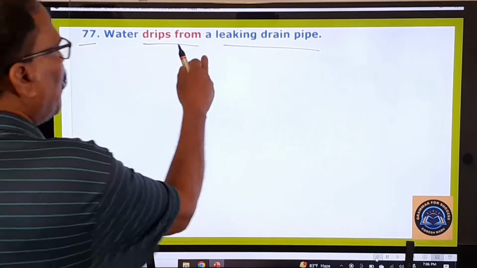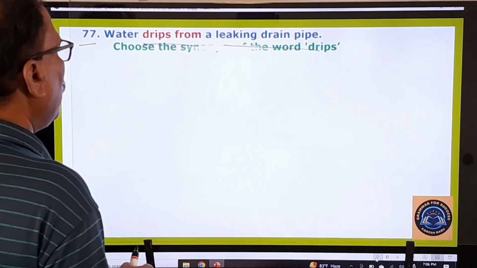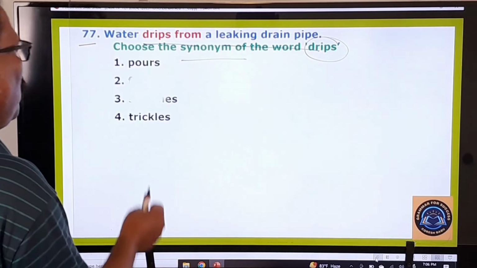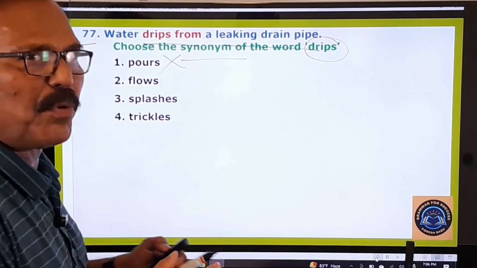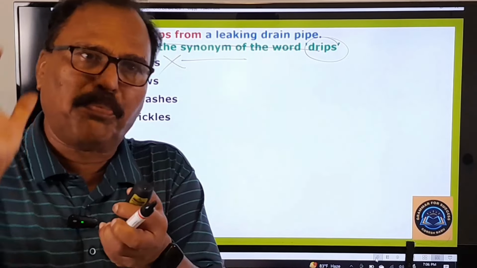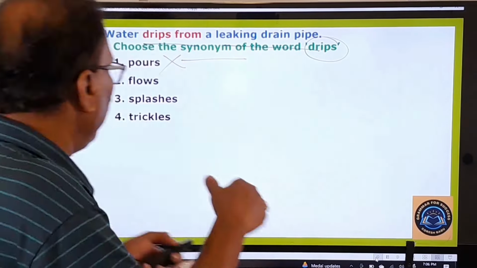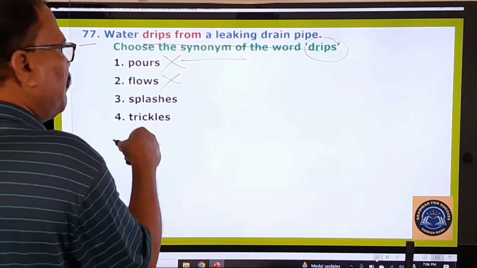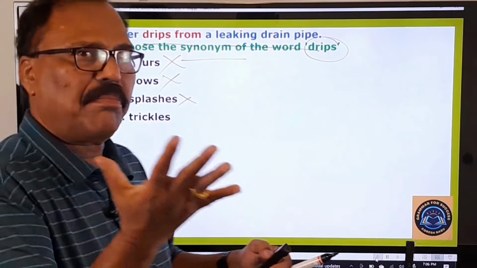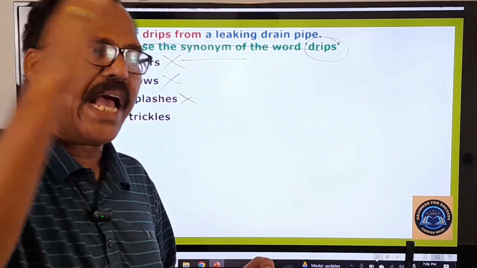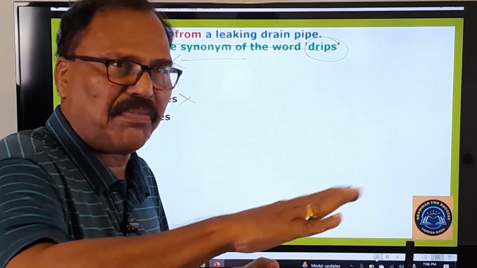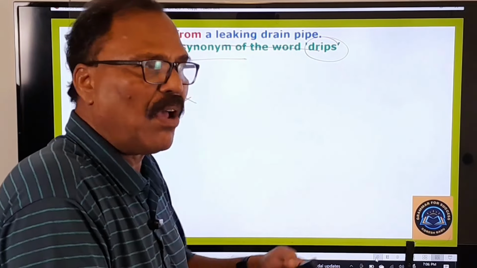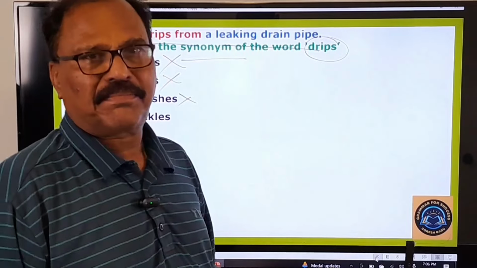Water drips from a leaking drain pipe. And here what is the examiner asking you to do? Choose the synonym of the word drips. Pours: no, pouring is different. Pouring means from a pot, you pour water into a big drum. Pouring means poyuta peddaga. And flows, you know very well. And splashes. Splash means when you dash the water with your palm on the surface of the water, that is called splashing. All the water will get spattered.